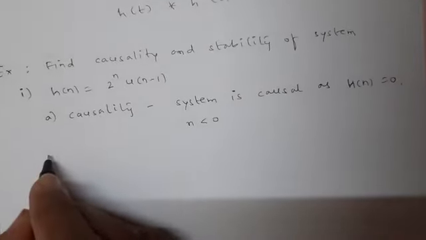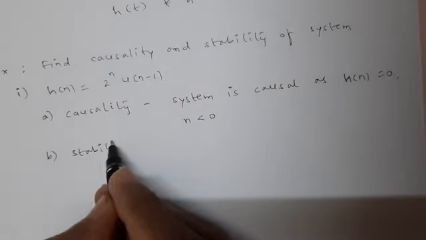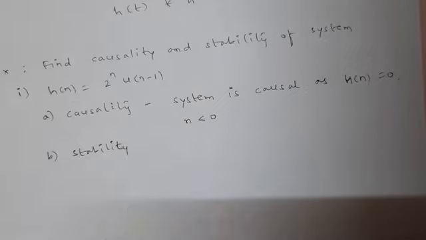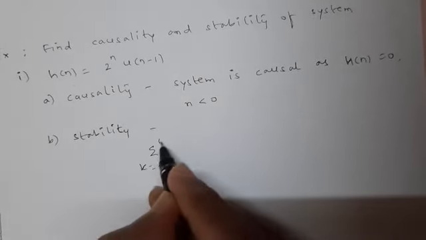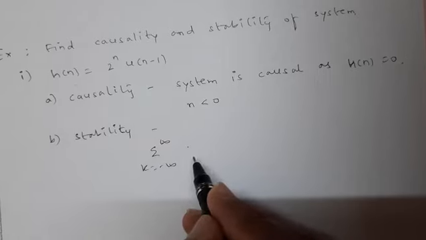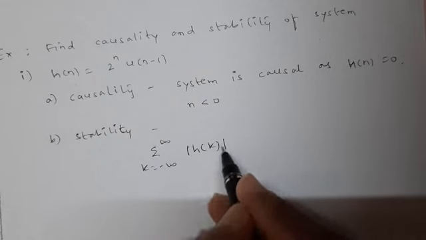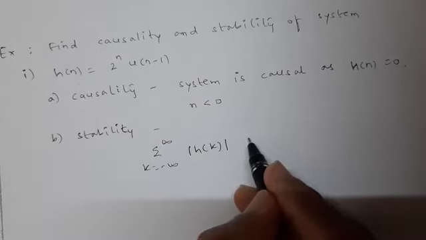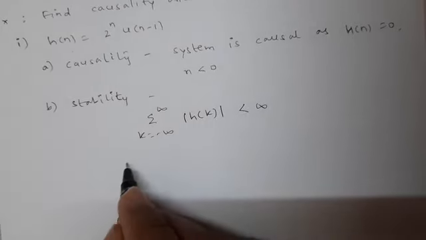Second one, stability. What does stability state? The summation for k equal to minus infinity to plus infinity of the magnitude of h of k should be absolutely summable, meaning it should be less than infinity.